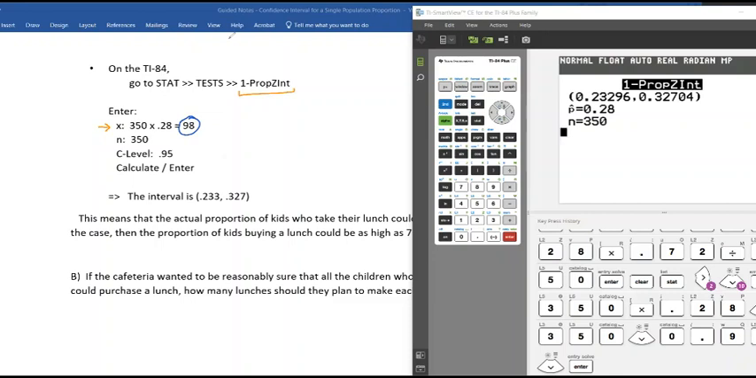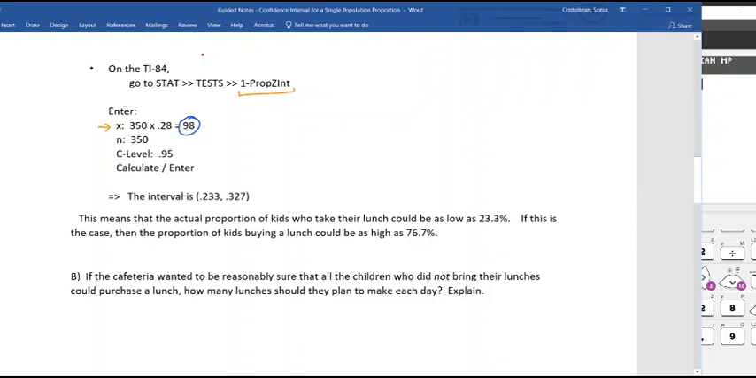Now, let's take a look at what this means. Well, this means that the actual proportion of kids who take their lunch to school could be as low as 23.3%. If this is the case, the proportion of kids buying a lunch could be as high as 76.6%. And now we have a follow-up question. If the cafeteria wants to be reasonably sure that all the children who did not bring their lunches to school could purchase a lunch, how many lunches should they plan to make each day?